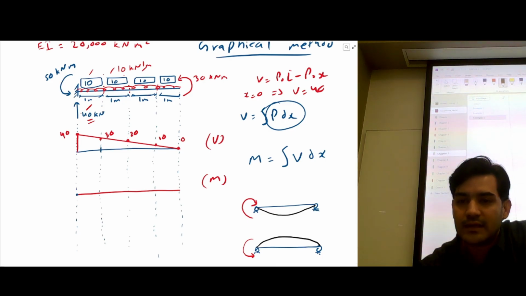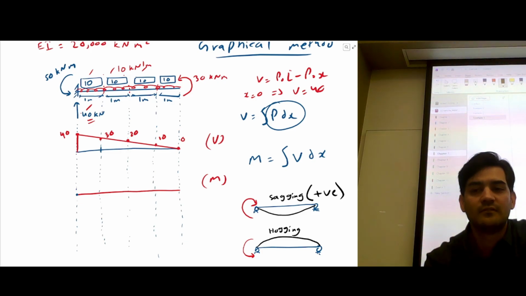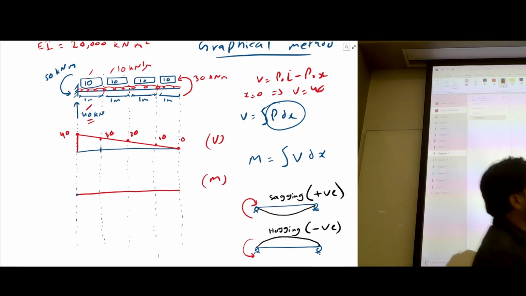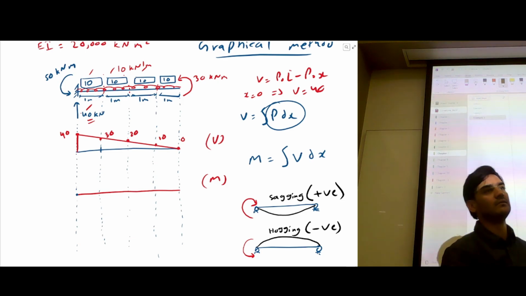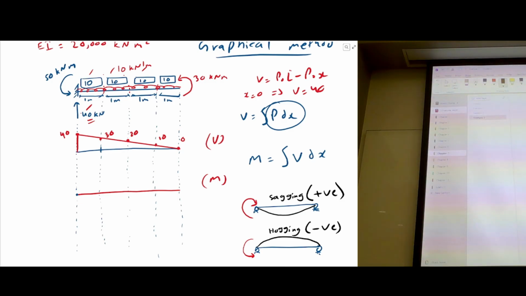So this type of bending is called sagging. And this type of bending is called hogging. And sagging, we have assumed positive. And hogging, we're gonna assume negative. That's just the convention to draw the shear force and bending moment diagrams graphically, or using the equation method. So that's the convention which we're going to follow. If the beam is bending in a sagging position, then you're going to go positive. If the beam is bending in a hogging position, you're going to go negative.